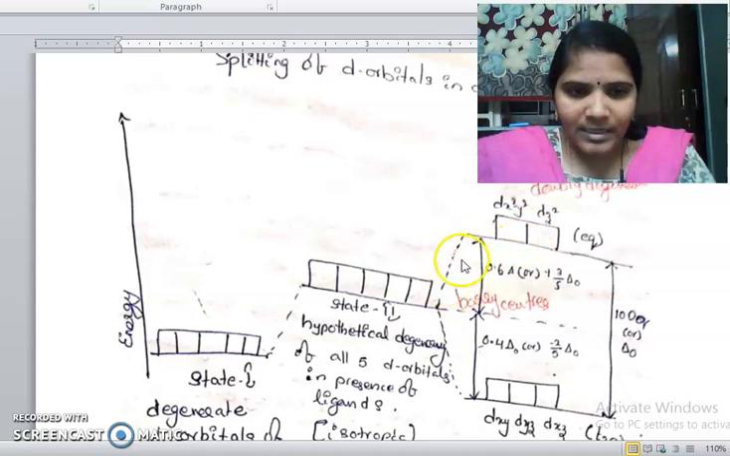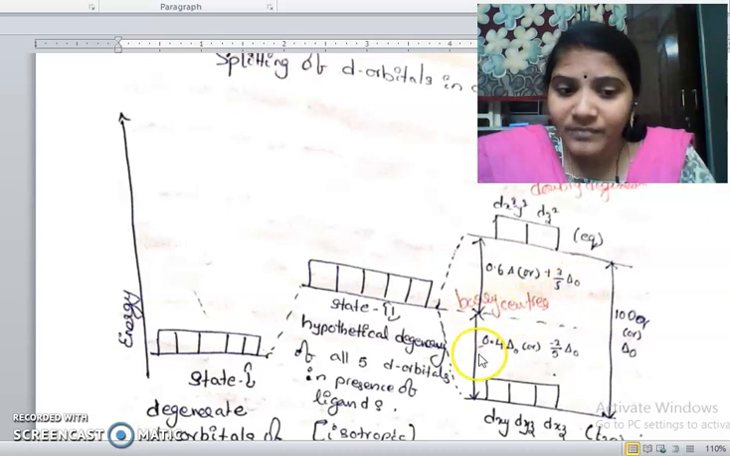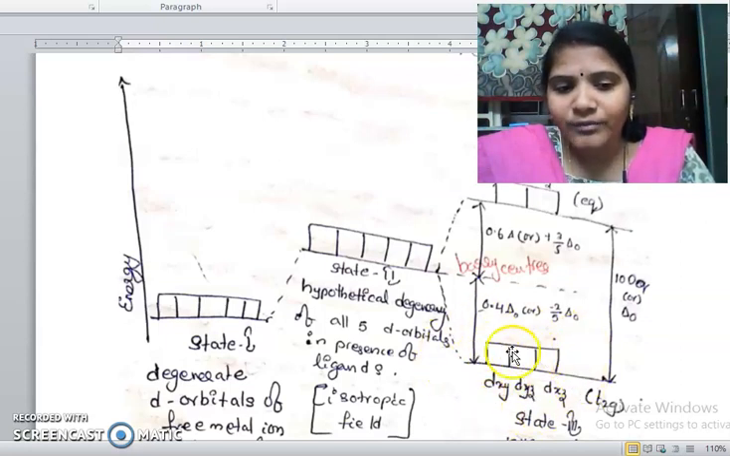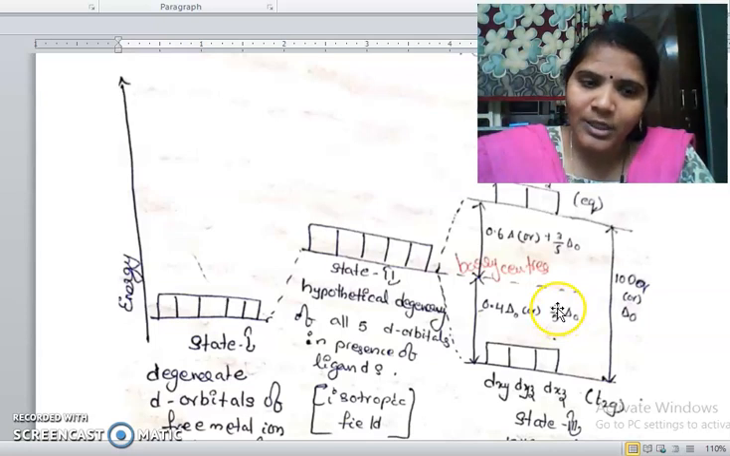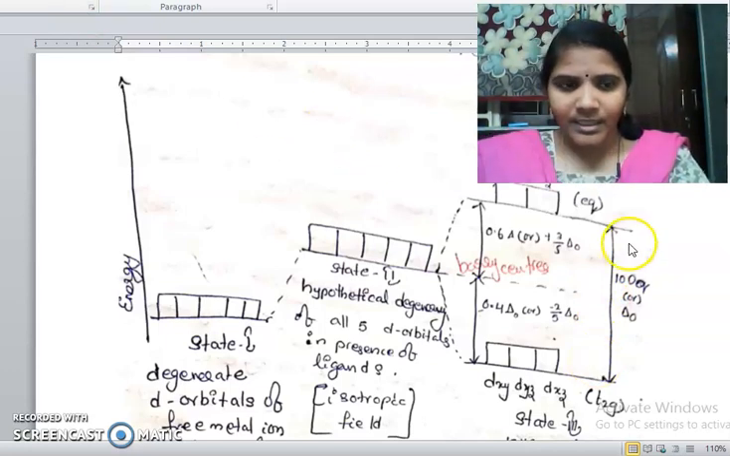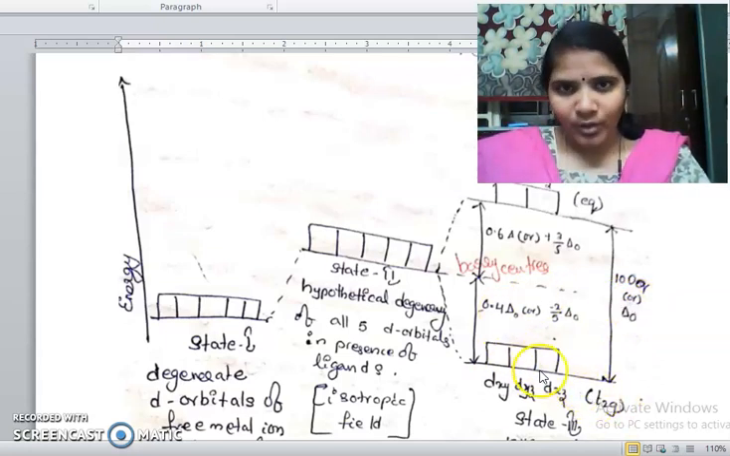So when the ligands approach along the axis, the Eg orbitals, which are doubly degenerate, will be repelled more, and their energy will be raised by 0.6 delta O, or plus 3 by 5 delta O. Whereas the T2g orbitals, which are non-axial, are not along the ligand approach, so they are not repelled by the ligands, and the energy of these three orbitals will be reduced by 0.4 delta O, or minus 2 by 5 delta O. The energy gap between the T2g and Eg will be equal to 10 Dq, or delta O.